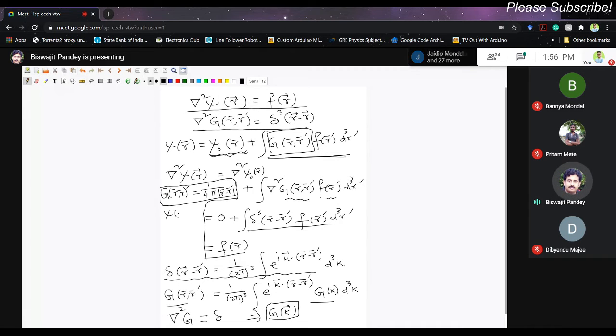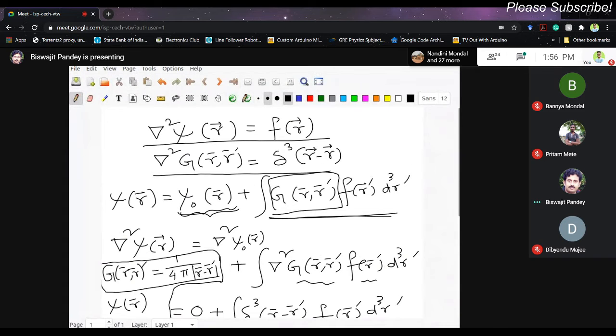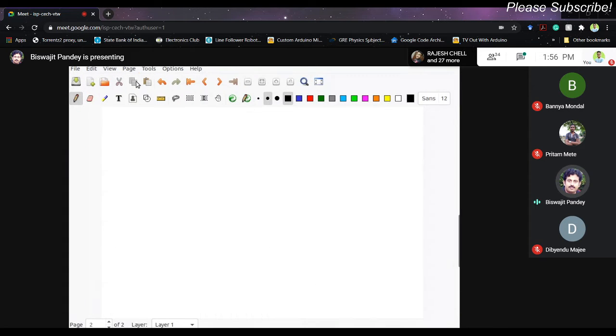So the electrostatic potential, this is a very well-known formula, right? If you put this psi of r, what will be that? You see 1 by 4 pi is already there. And what was our, okay, maybe I should go to the next page.